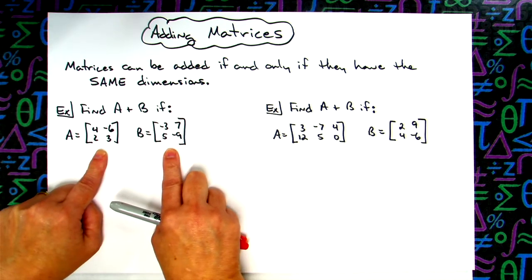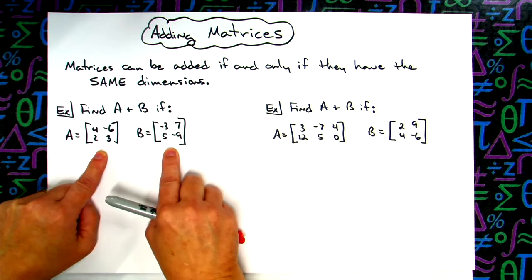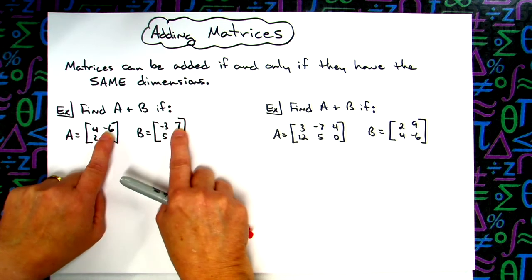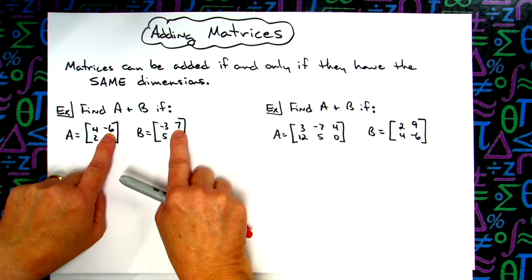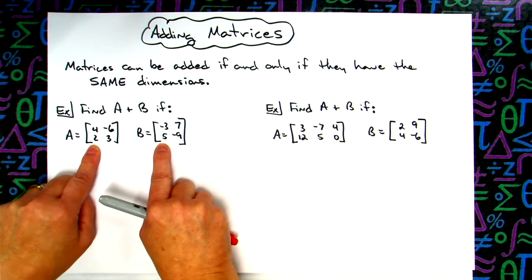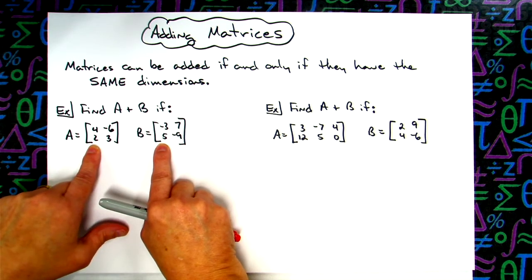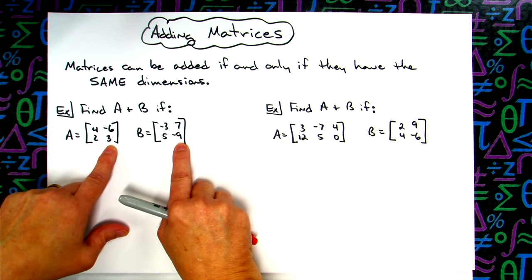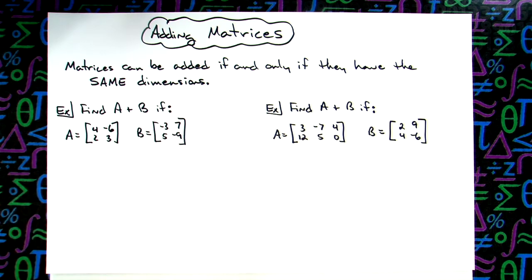All right, and what we're going to do is add corresponding numbers. The sum of the top left-hand corners will go in the top left-hand corner. We'll add the top right-hand corners, and that will go in the top right-hand corner. We'll add the bottom left-hand corners, and that answer will go in the bottom left-hand corner, and then we will add the bottom right-hand corners, and that's where that answer will go.